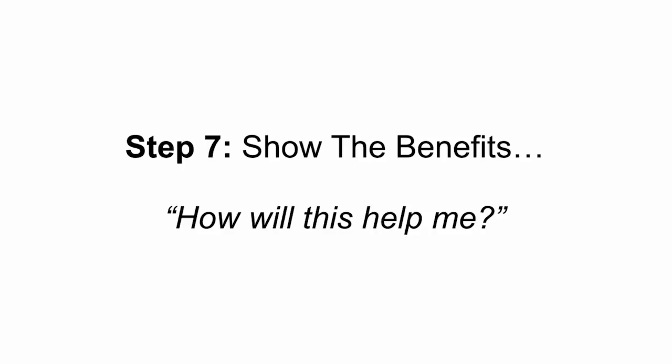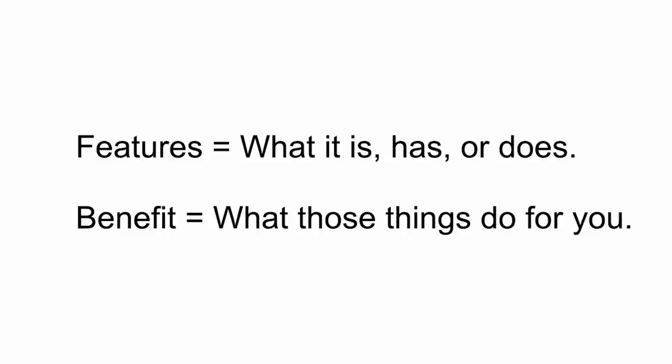All right, step number 7, show the benefits. And that answers, how will this help me? All right, so during the education process, we're also going to talk about the features and benefits of our product or service. And what you need to know here is the difference between a feature and a benefit. And it is one of the most, if not the most, widely mistaken concepts when it comes to sales. So a feature is what a product is, has, or does, while a benefit is what it does for the consumer. So remember this, features tell, benefits sell. So a feature, again, what it is, has, or does. A benefit is what those things do for you.